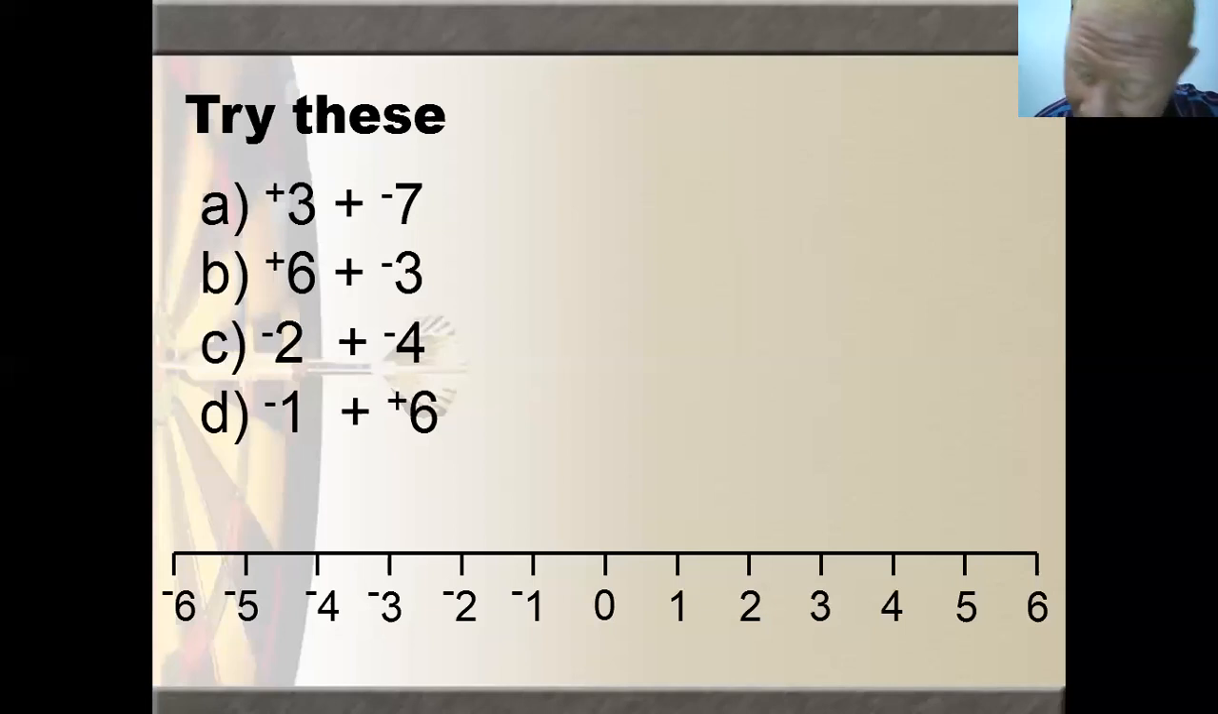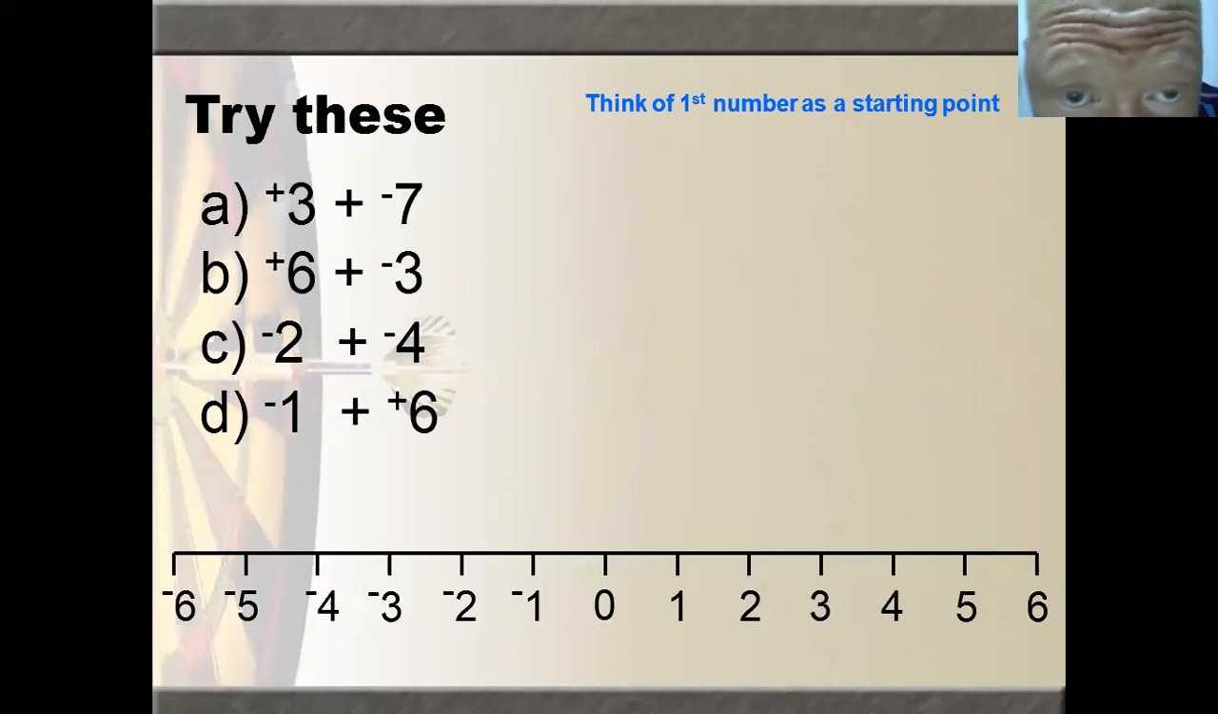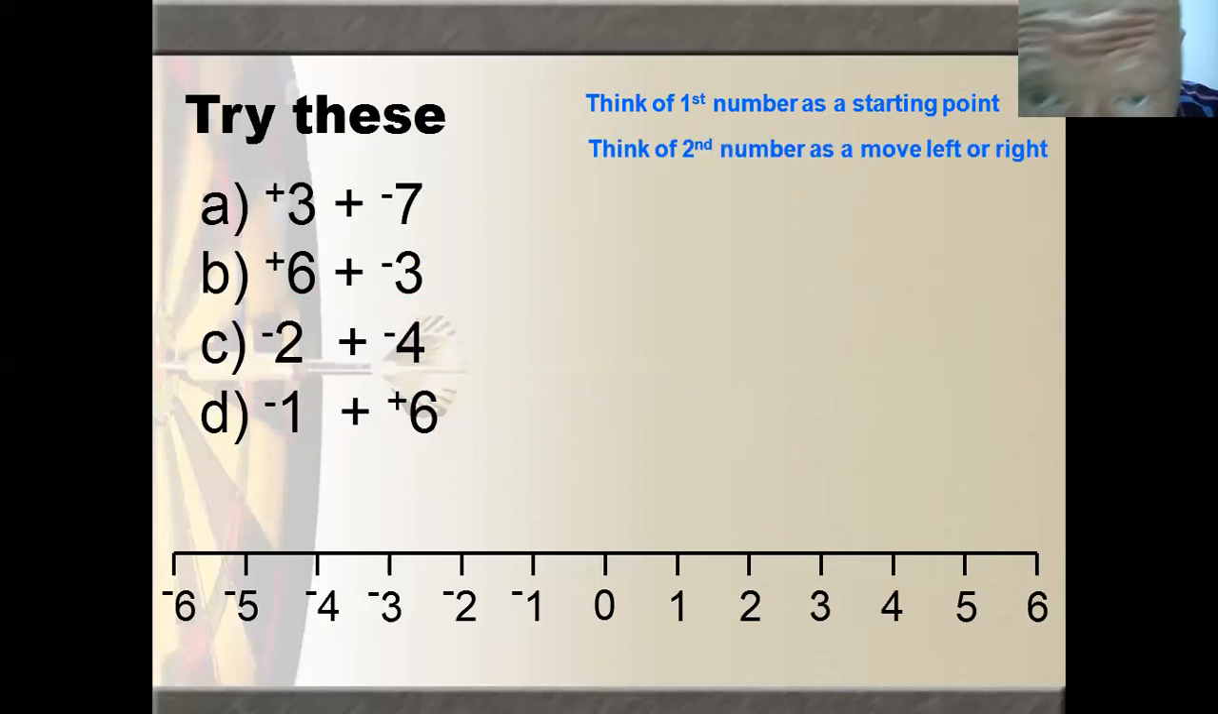How did we get that? You have to think of the first number as a starting point. Then think of the second number as a move left or right, depending on the sign. You can see my arrow is starting from plus 3, and then I will move 7 steps in the opposite direction, and you can see where my final arrow is, and that is minus 4.